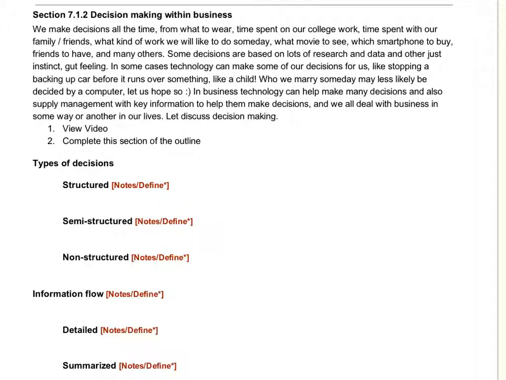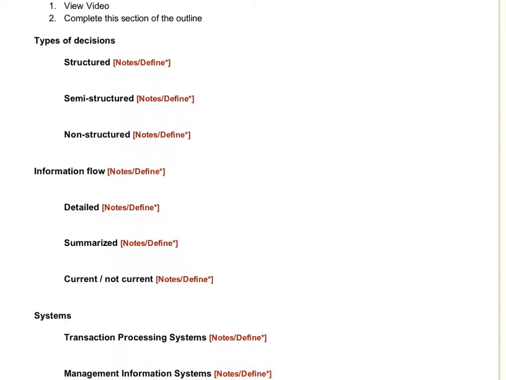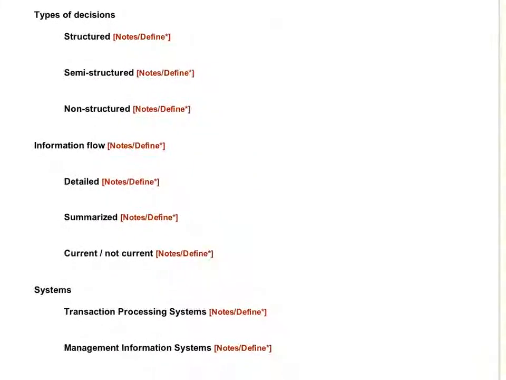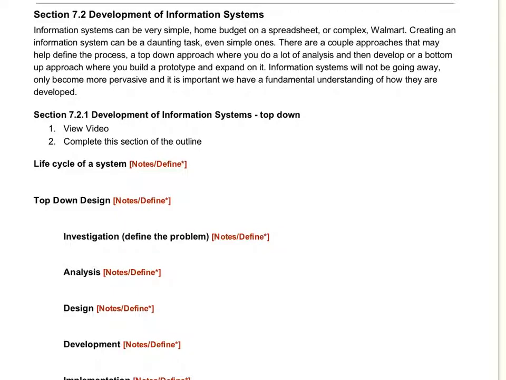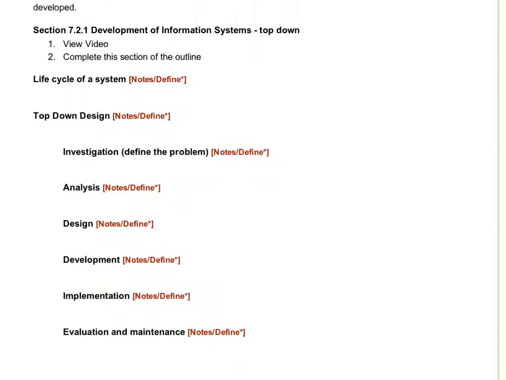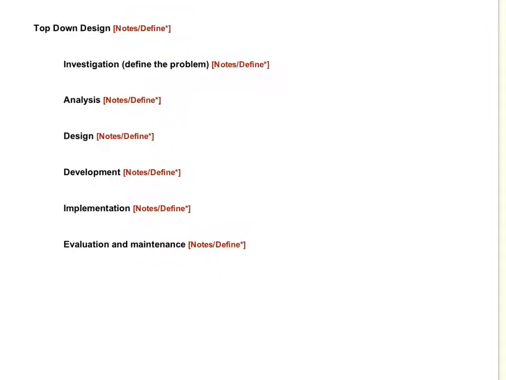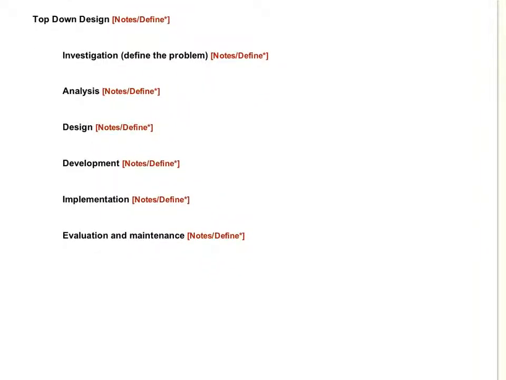We make decisions. We talked about these different types of decisions, information systems. The development of information systems. And the key there, we talked about two different basic types. Top-down development, where we go through all the steps. And then we talked about the life cycle.